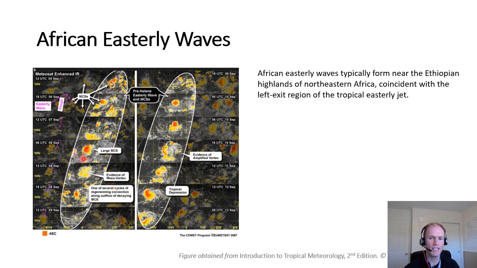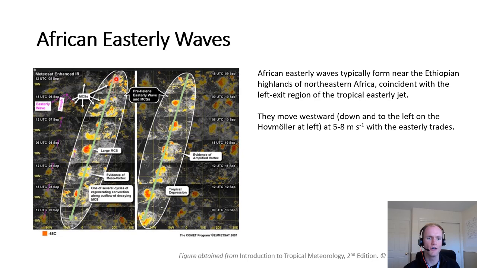So we'll take a look at the left-hand side first, and we can start with the formation of one of these African easterly waves manifest through convection, given by the yellow and orange on the infrared satellite image here, over eastern Africa. And this is near the Ethiopian highlands, as well as within the left exit region of the tropical easterly jet that we discussed in our previous video. And this feature ultimately moves to the west, which is downward on the Hovmöller diagram. So in any given picture, west is going to be to the left. But in the case of going forward in time, that would be down.